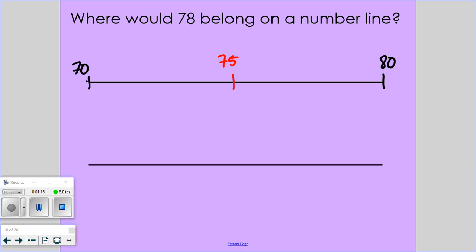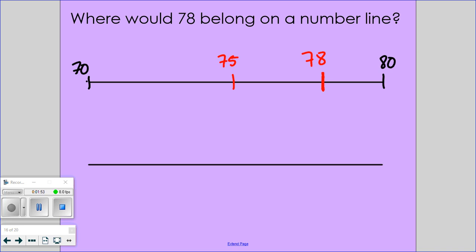Now where's 78 going to go? Mason? It is not going to be a few centimeters away from 75. Nope. Ashlyn, where's 78 going to go? It's going to be closer to 80. Not right next to 80 because we know 79's got to go in there somewhere. But it's going to be a little closer to 80.